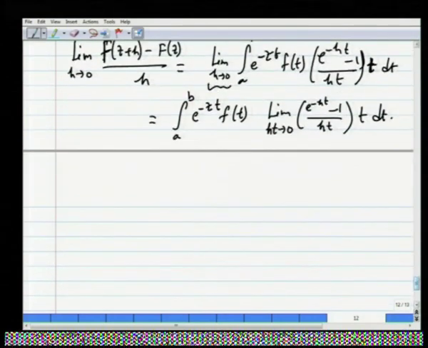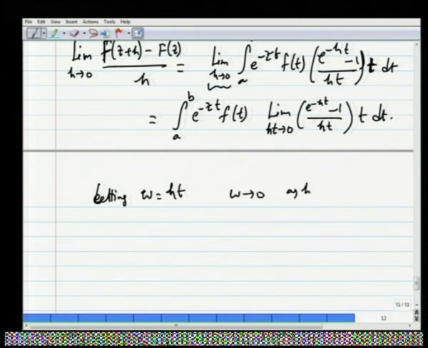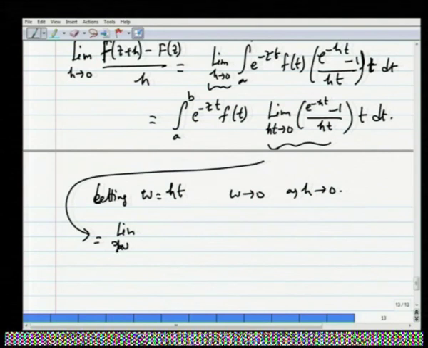And we know that, letting w equal ht, w tends to 0 as h tends to 0. We have the limit as ht goes to 0. This limit is equal to the limit as w goes to 0 of (e^(-w) - 1)/w. And that is the derivative of e^(-w) at 0. So, this is nothing but -e^(-0), which is -1.